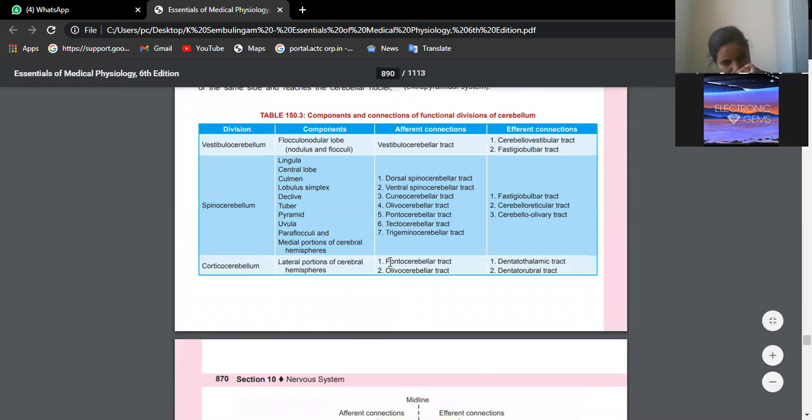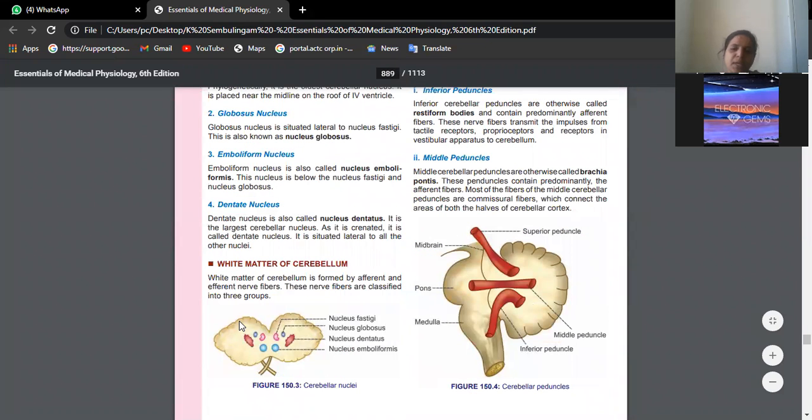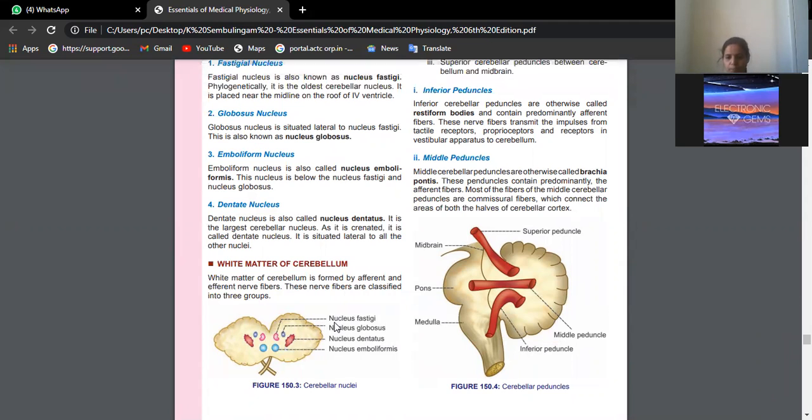So first of all, you give the components, then you give the afferent and efferent connections. Basically, when you see the cut section of cerebellum, we have gray matter outside and white matter inside. But inside the white matter also we have collections of gray matter, that is the cell bodies of the neurons, which are called the nuclei. So we have four nuclei, no? For this also we have given one code, DEFG, cerebellar nuclei.